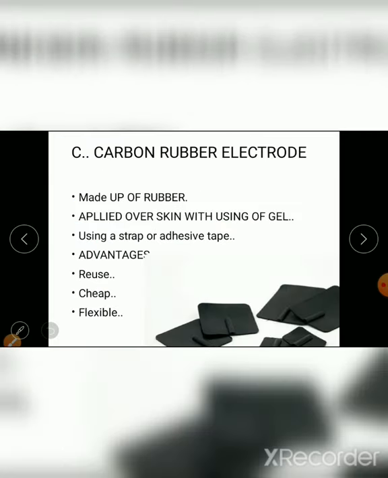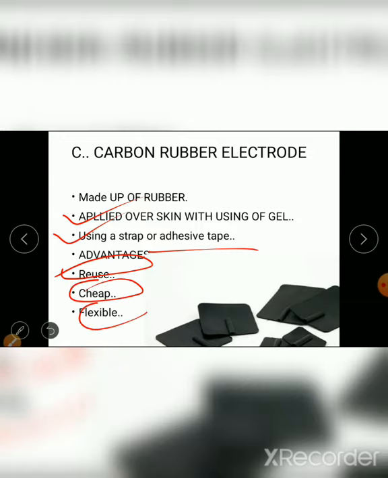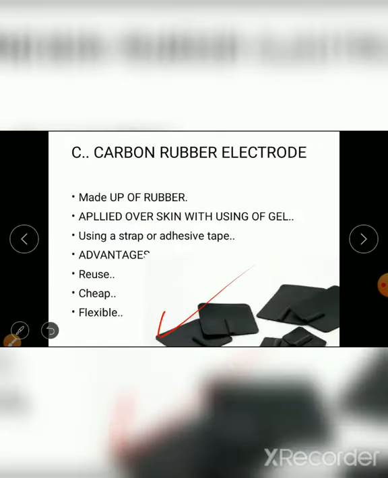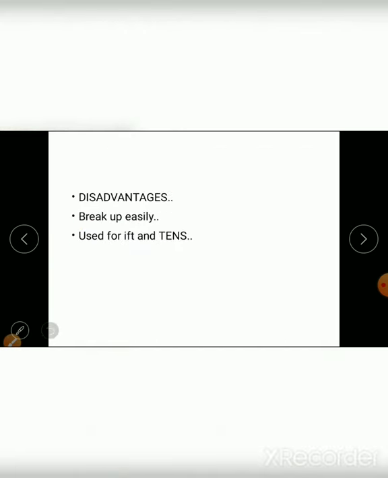It is made up of rubber and applied over the skin using a gel, with a strap or adhesive tape for fixation of the electrode correctly in its position. The advantages: it is reusable, cheap and flexible. The disadvantages are that it breaks easily. It is used for IFT and TENS modality. So this is the diagram of the carbon rubber electrode.